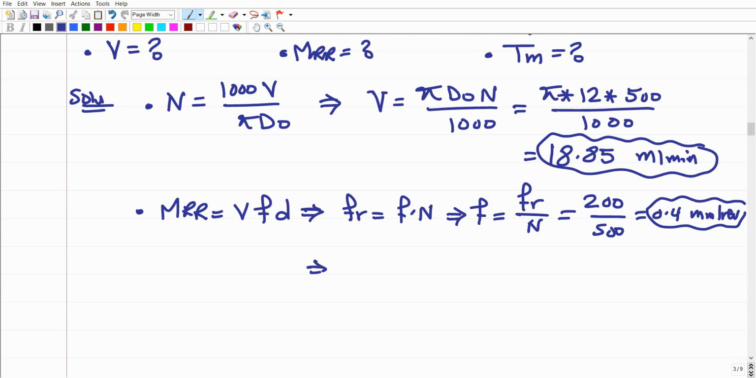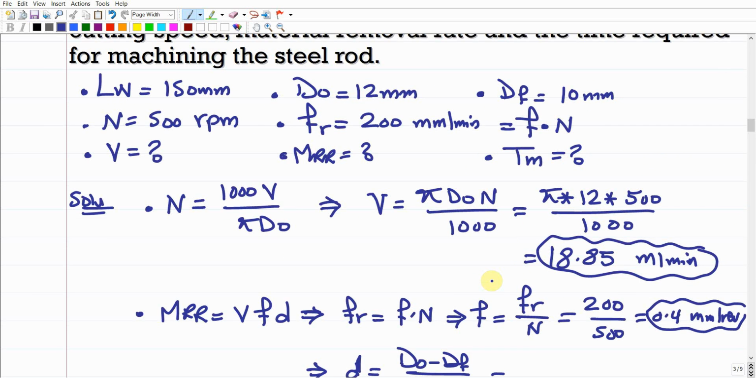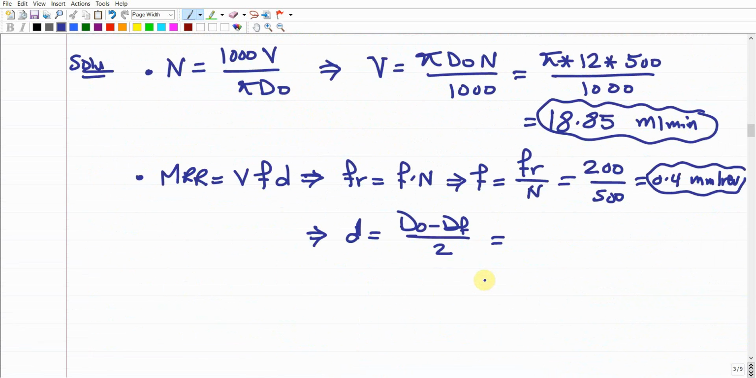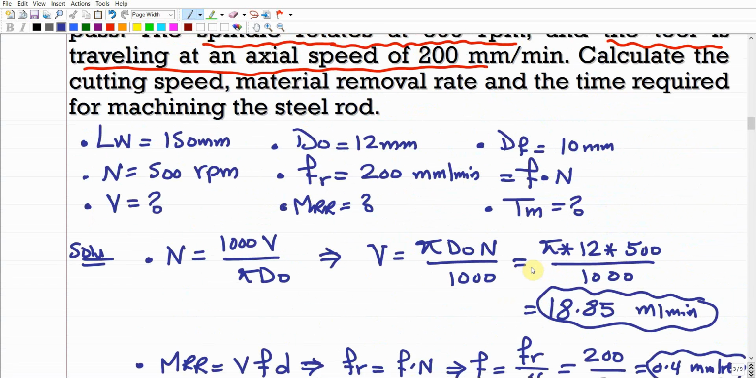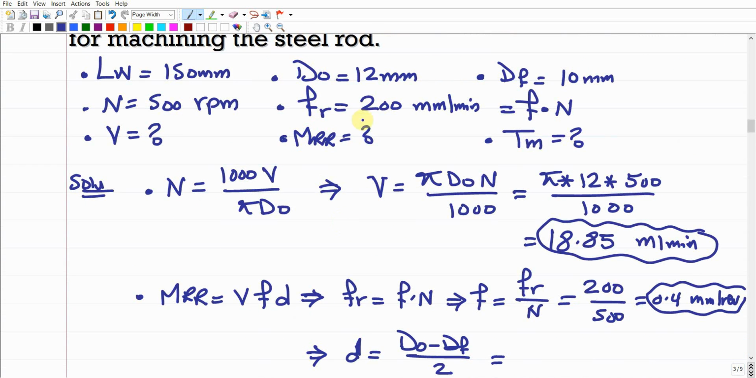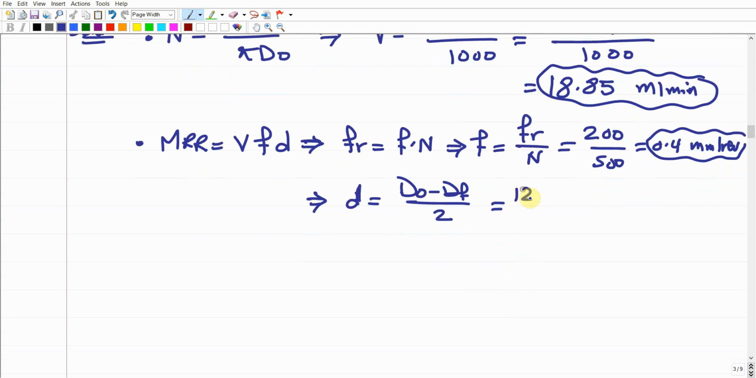We're going to use it. So how about D? The depth of cut should equal D0 minus D final over 2 in one single pass. It means that we're going to perform the turning operation at once. We're going to apply the entire depth of cut, decreasing the diameter from 12 to 10 millimeter. So it's going to be 12 minus 10 divided by 2. This is going to give us 1 millimeter as depth of cut. Make sense?